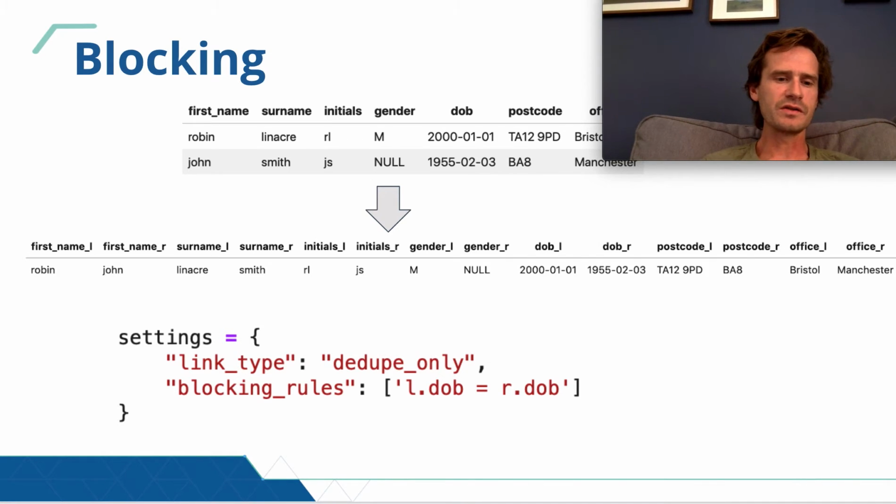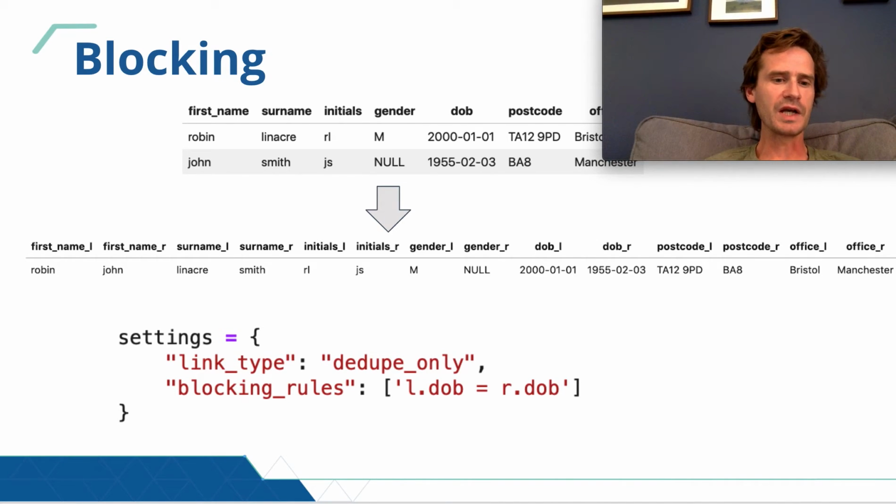Most of these comparisons, such as Robin Lineker versus John Smith, are implausible, so Splink offers an approach called blocking to eliminate implausible matches and reduce the record set of comparisons to something that's computationally tractable. So in the settings dictionary above, which is shown at the bottom of the slide, we're going to be blocking on date of birth, which means that we're eliminating all comparisons where date of birth doesn't match.